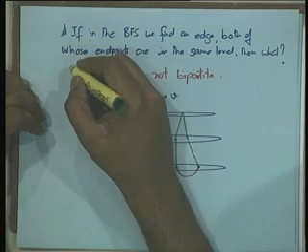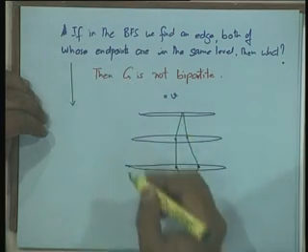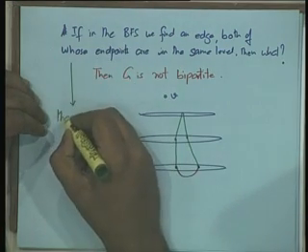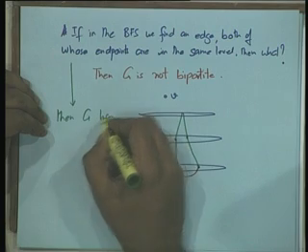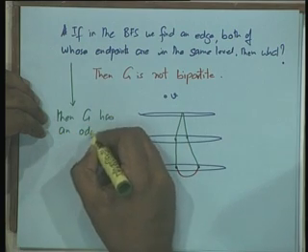So if such is the case, then G has an odd cycle.